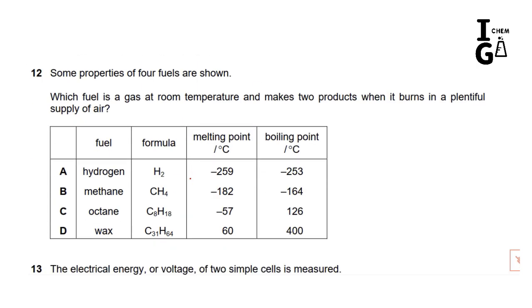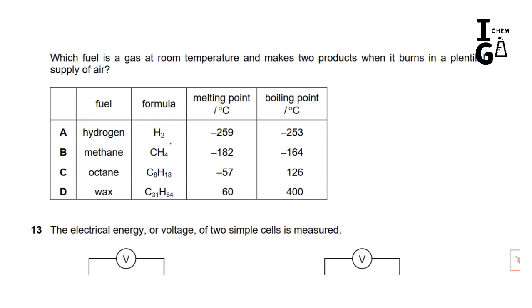12. Some properties of 4 fuels are shown. Which fuel is a gas at room temperature and makes 2 products when it burns in a plentiful supply of air? So here we have two conditions given, really important. Which fuel is a gas? So we need to check which one is a gas according to the values we have for boiling and melting points. Also we have: makes two products.